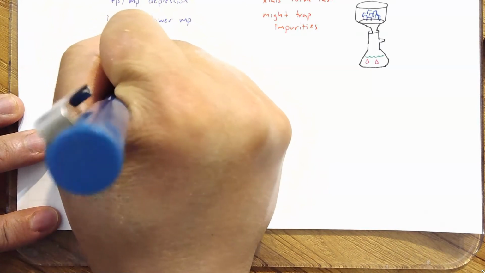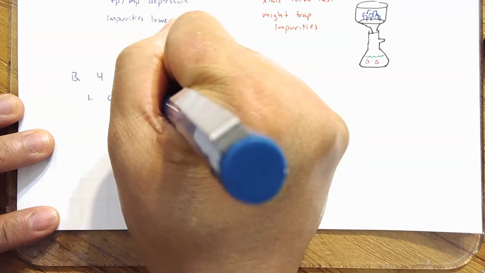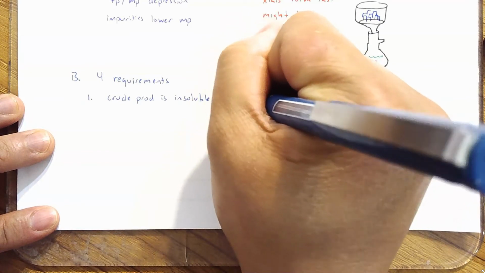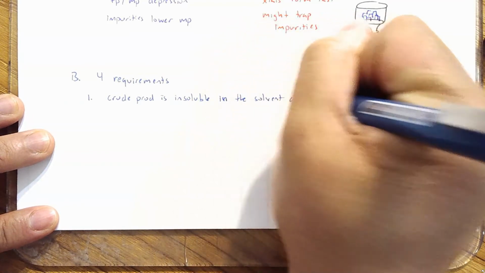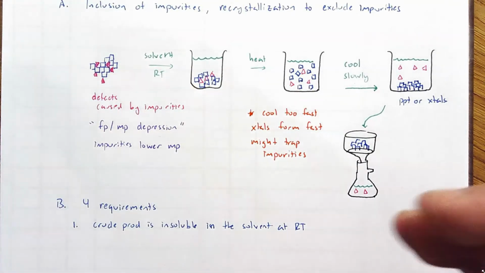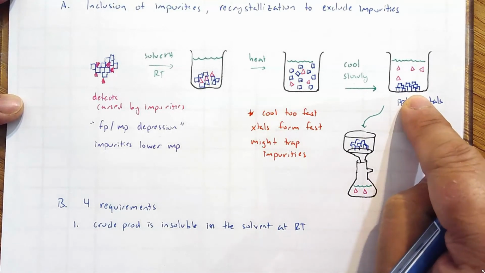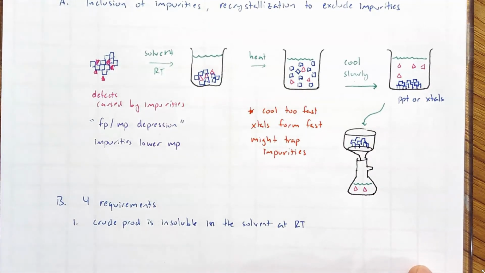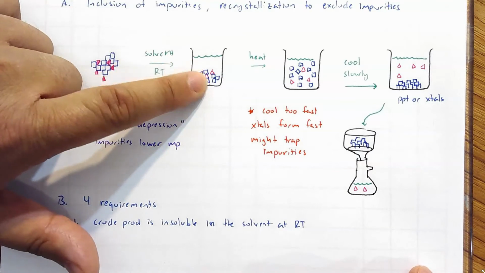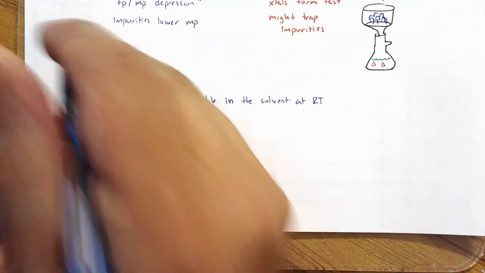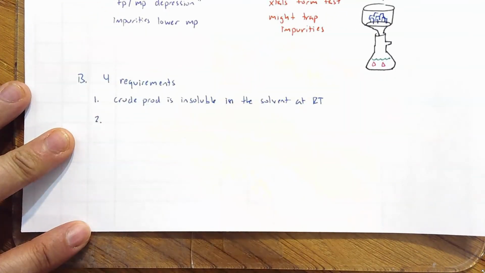First of all, the crude product is insoluble in the solvent at room temperature. Because if it was soluble at room temperature, then you'll never be able to get out the crystals, even if you cool it. Okay, you want this to be insoluble at room temperature. It would be great, actually, if your product is insoluble and your impurities are kind of soluble. But we'll take care of that when we heat. That's requirement number 1.